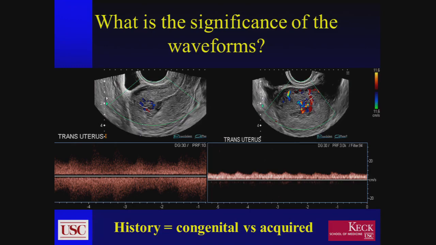Now these are obviously not common, but they're not that rare. The important thing to keep in mind from the patient standpoint is the history, and that is whether these are congenital versus acquired. If they're acquired, of course, the patient will have told you they will have had some sort of instrumentation in the recent past.